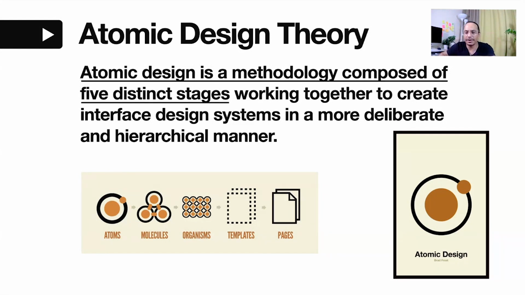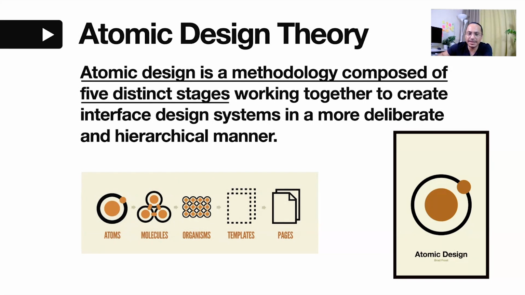Like in the human body, what is the smallest thing? So it's the atom, and atoms make molecules, and molecules make organisms, and by organizing different organisms, you are able to then create templates, and by creating many templates, you can create a lot of pages, right? So he had tried to explain this methodology with the help of this atomic design theory. And as a designer, we should understand this theory and then use this method to create design systems.